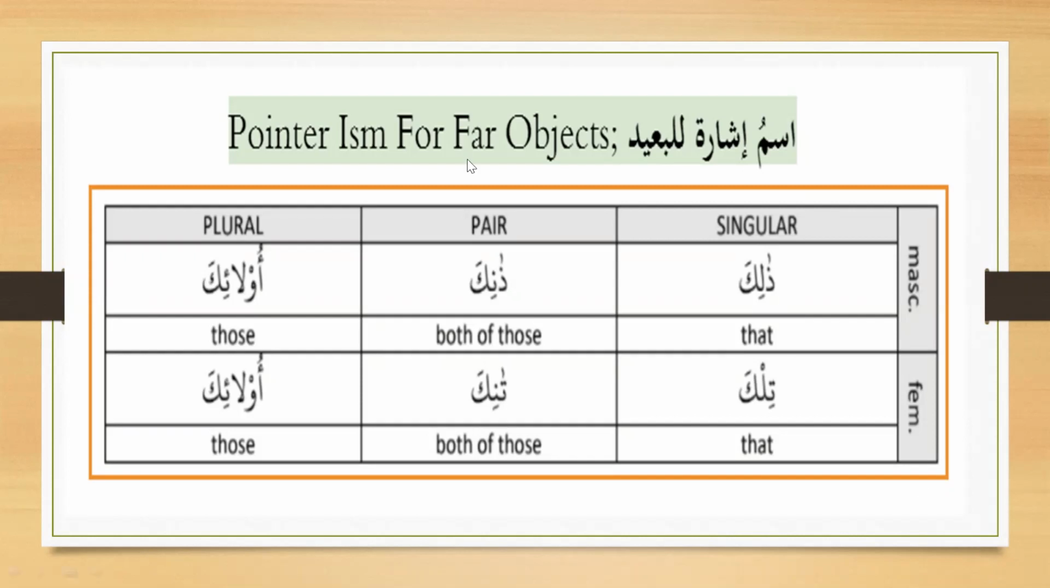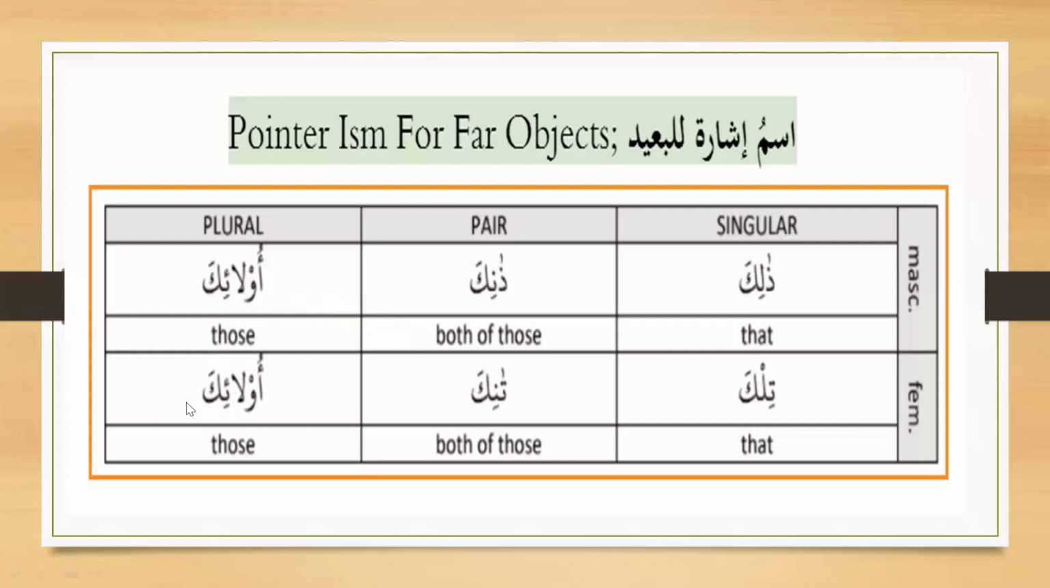On the last page we had hada and hadihi, this and this, right? And over here in the singular column we have zalika and tilka. Zalika is that, tilka is again that, but for a feminine thing. And zanika and tanika, these two words are for paired objects. So pointing ism for paired objects. And then we have again ulaika, which is for both masculine and feminine, and it's a plural one.